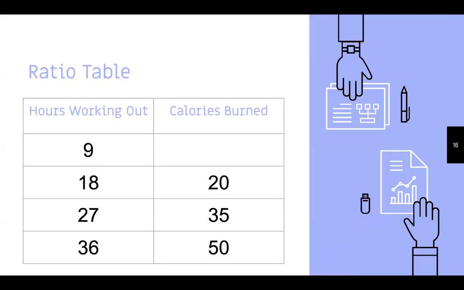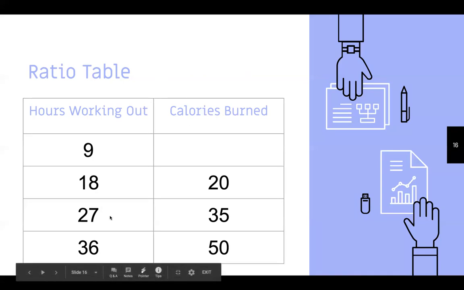So let's try a problem that you may have seen similar stuff already like this, but let's say we're working out, right? And the left-hand column represents the hours we worked out: 9 hours, 18 hours, 27 hours, and 36 hours, right? And the calories burned increase at the same rate. So there's multiple ways, let me say, that we can solve this problem. If you want to use ratios, we can do ratios.